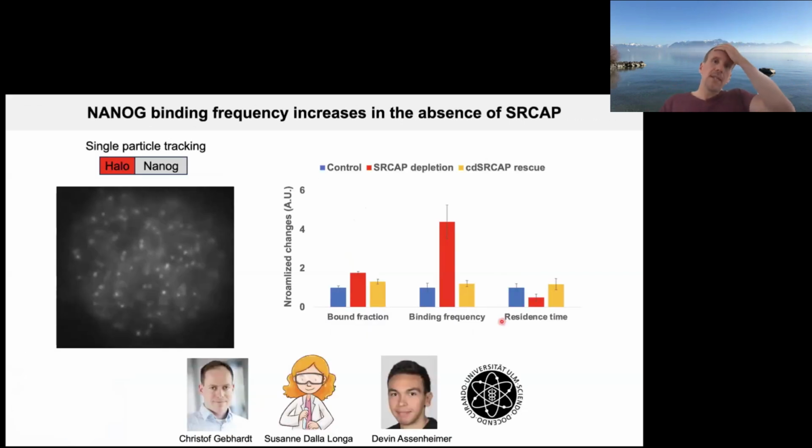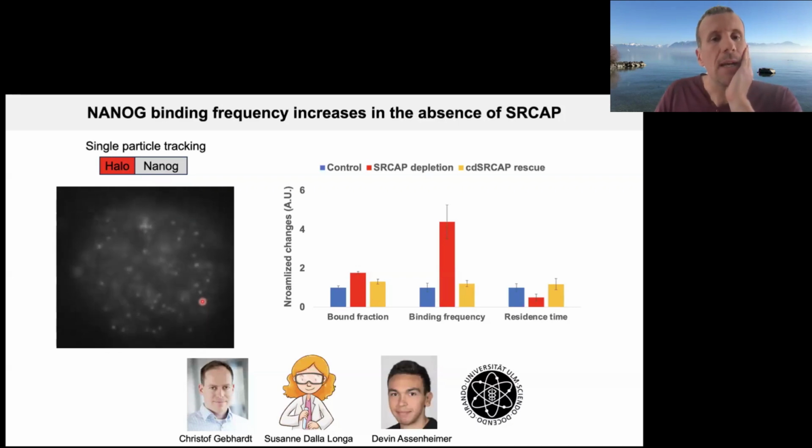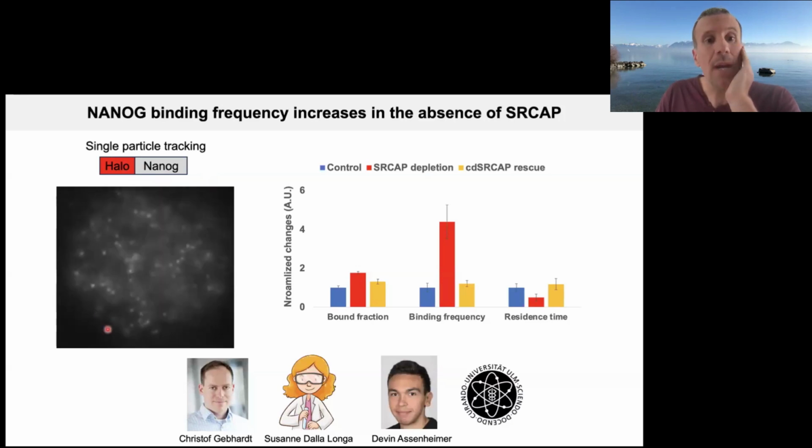So to discriminate between these scenarios, we collaborated with the team of Christoph Gebhardt in Ulm. And what we did is to generate a cell line that expresses Nanog tagged with a Halo tag at low levels in mouse ES cells. And then using a special illumination scheme that I will not explain in detail now, you can actually track single molecules of Nanog in the nucleus.